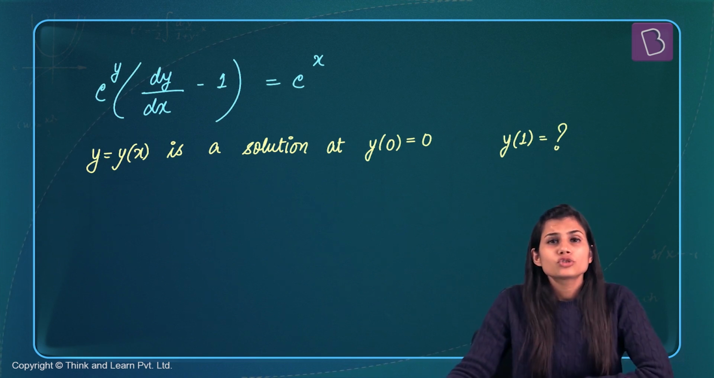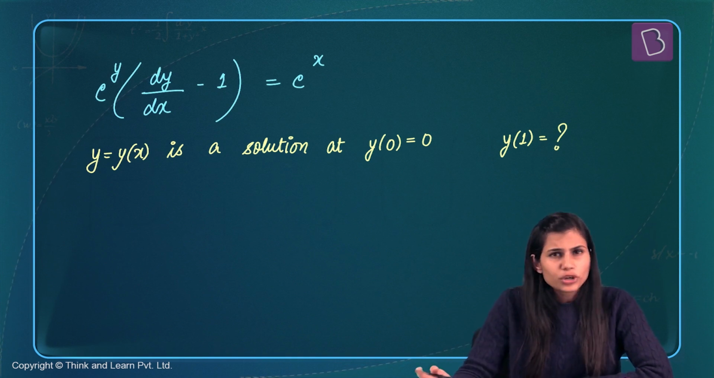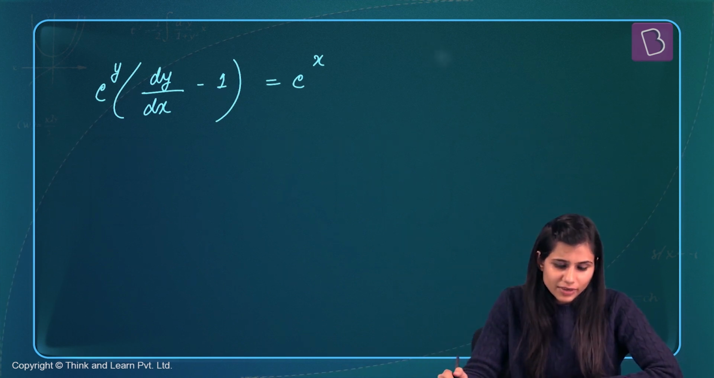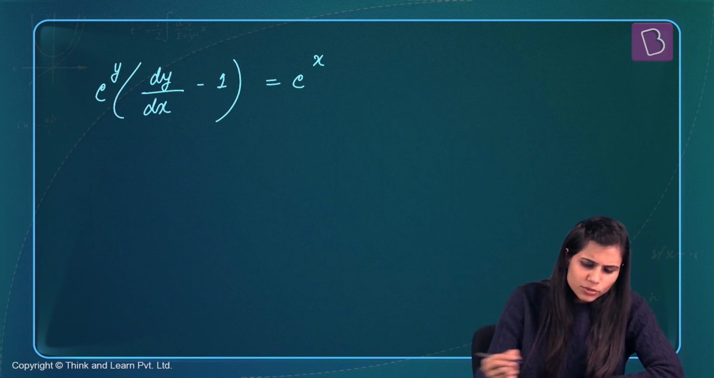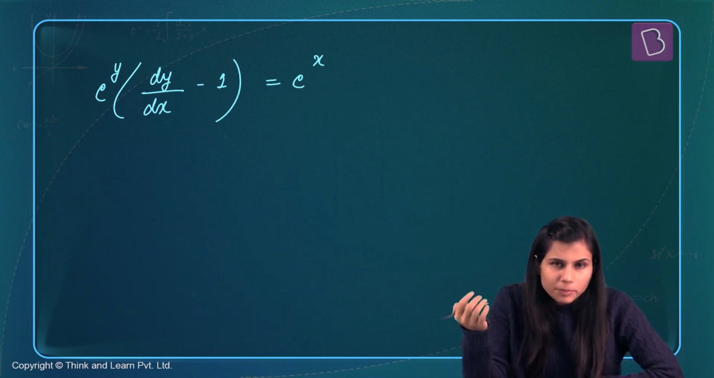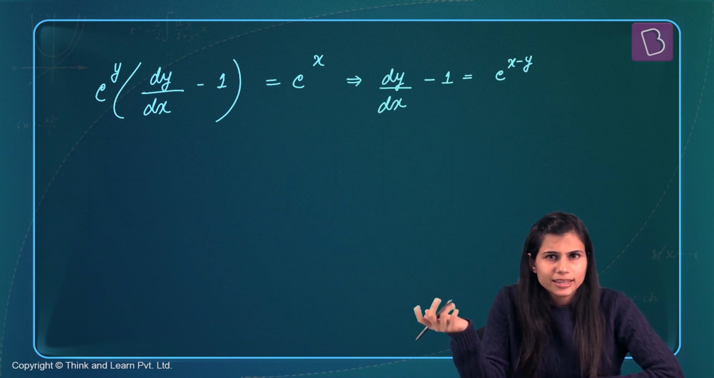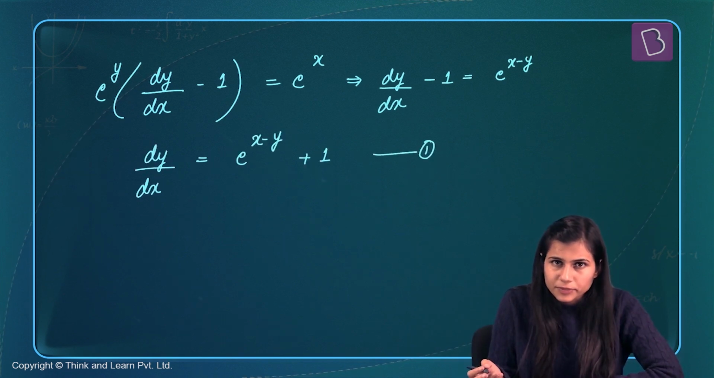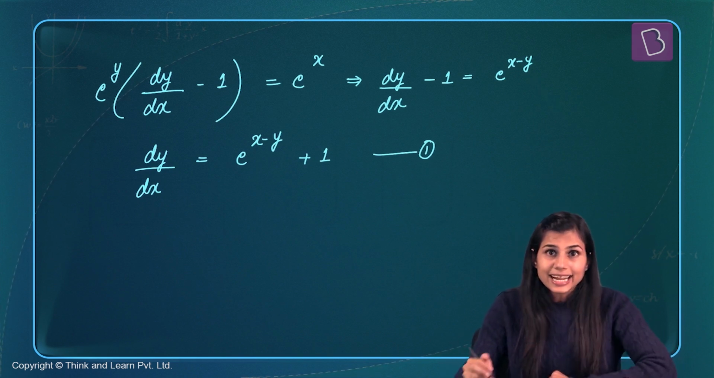So of course the question is all about solving this differential equation, and for that, first of all, right at the first glance, what do you infer? We'll first try to simplify this by keeping dy by dx one side and everything else on the other side. So it's very evident. I'm going to write it as dy by dx minus 1 equals e to the power x upon e to the power y, which makes it dy by dx minus 1 equals e to the power x minus y. And in the next step, we have dy by dx equals e to the power x minus y plus 1.